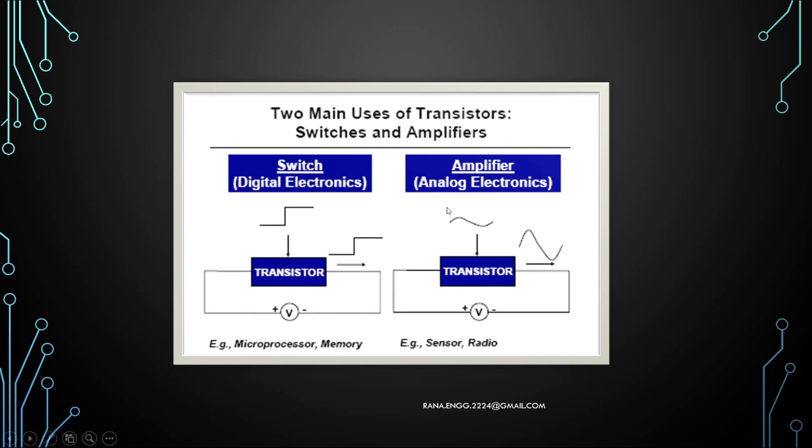So another application of the transistor is as an amplifier. Here we have to remember that cutoff and saturation modes are related with the switch, digital electronics, and in between them there is an active mode that is used in the amplifier. We have seen in the previous session the transistor as an amplifier.